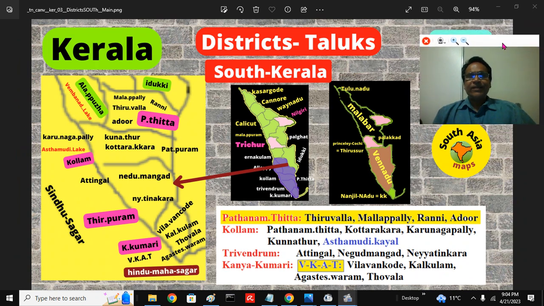This is essentially the same that we have discussed before. I have put here all the taluks that I will not go over again. Whoever wants to know how they are spelled or pronounced, you can look here. The Pathanamthitta area, Kollam area, that is Quilon, Thiruvananthapuram, Trivandrum, Kanyakumari, that is the Nanjil Nadu area.